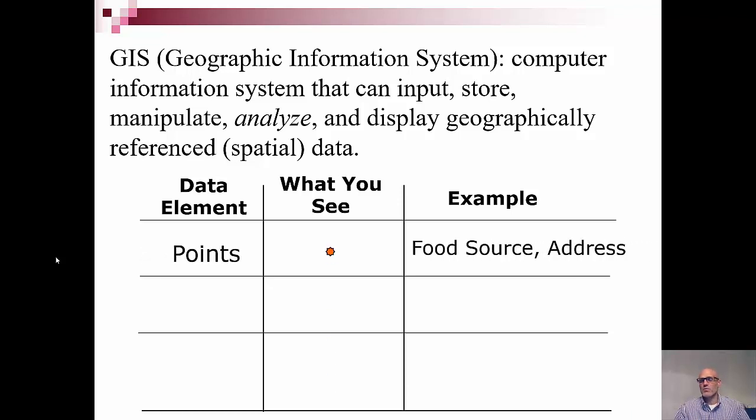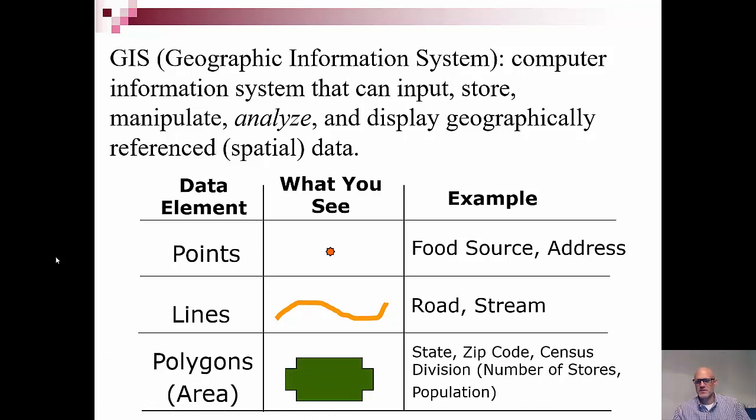And I work with GIS. I've been involved in GIS for more than 20 years, and it's basically the cumulative information so we can manipulate, analyze, and display geographically referenced spatial data. So typically in your vector data model, we've got our points, lines, and polygons. So points could be food sources, addresses. So we've got our sources and our destinations, where people are traveling from, where people are traveling to. We have lines such as roads or streams, and then we've got polygons such as states, zip codes, census divisions, where we can count the number of stores or population or average income or education level or whatever we want that's grouped at that particular level.